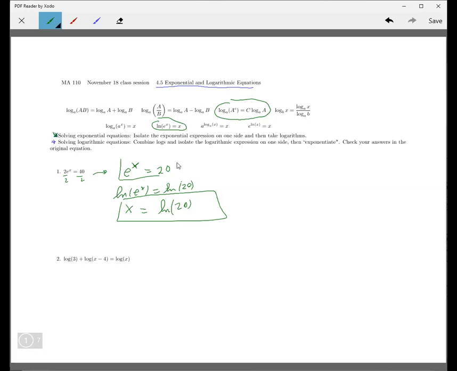They also want you to highlight that. Now it also says use a calculator to find an approximate value. Sometimes you're supposed to do that, other times you're not supposed to. So anyways, natural log of 20. Let's go ahead and use a calculator to figure that out.